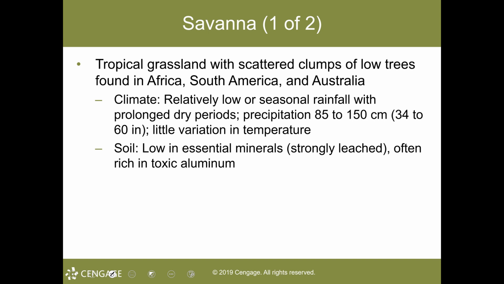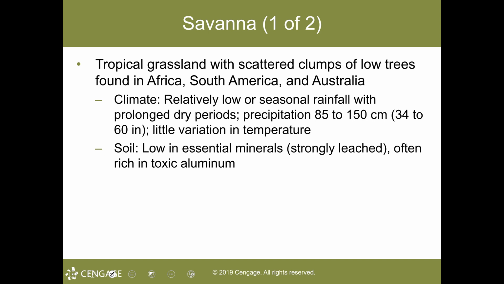Savanna soil is low in essential minerals, in part because it's strongly leached. Savanna soil is often rich in aluminum, which resists leaching, and in places the aluminum reaches levels that are toxic to many plants. Although the African savanna is best known, savanna also occurs in South America and northern Australia.